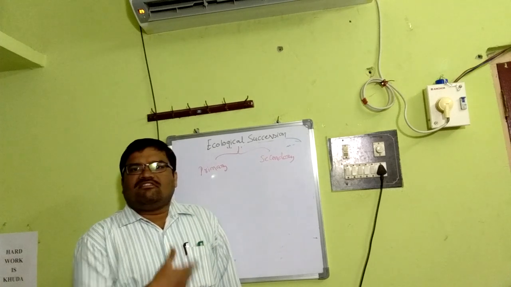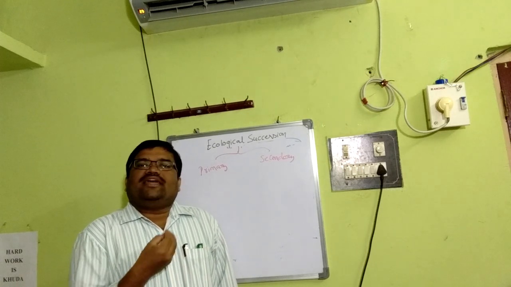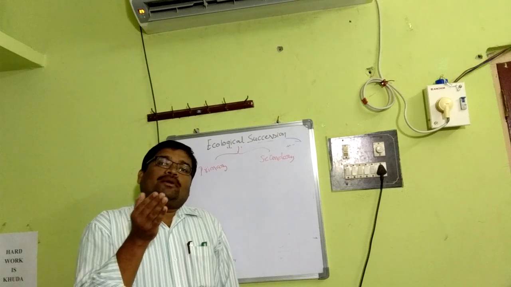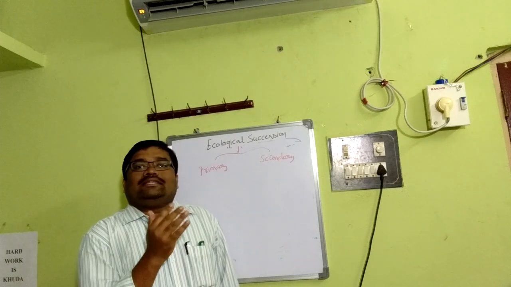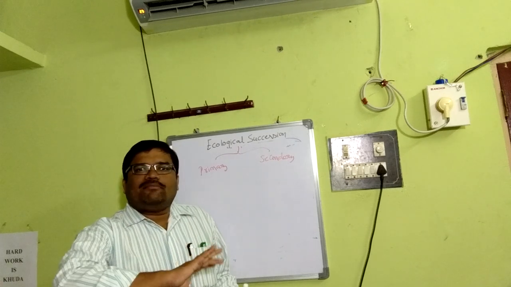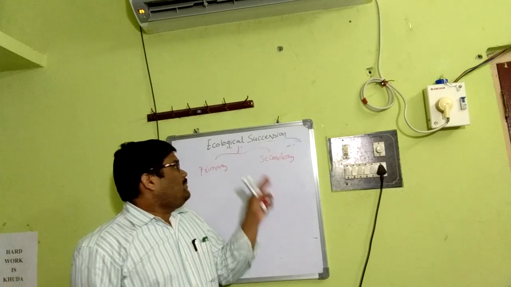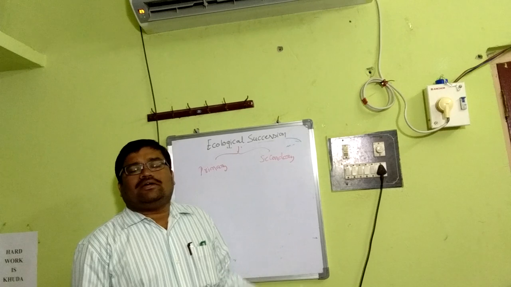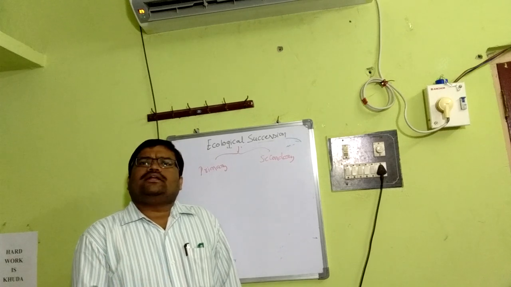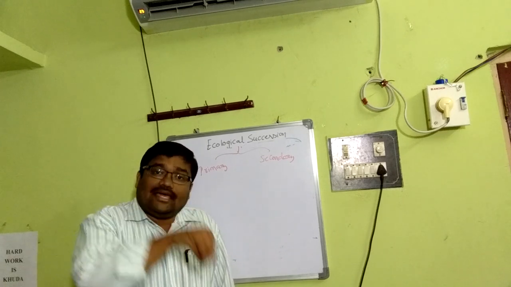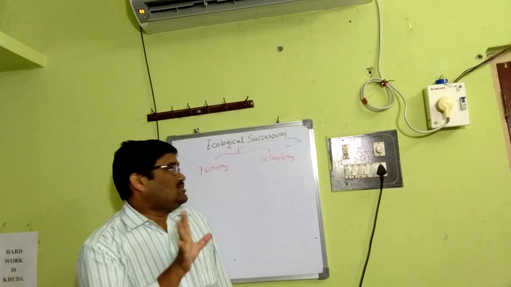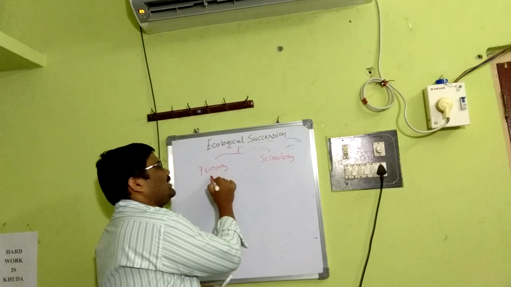Secondary succession, the word implies, succession begins in an area which has been previously occupied. That means earlier some communities were there. The same has been removed, and in that area a new succession has started. When compared to primary succession, the secondary succession is rapid because the communities are already there. That's the most important thing. So that means it is primary and secondary.